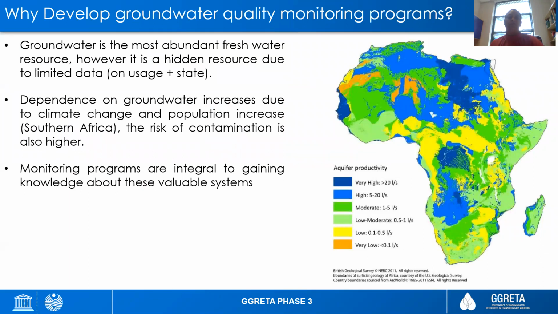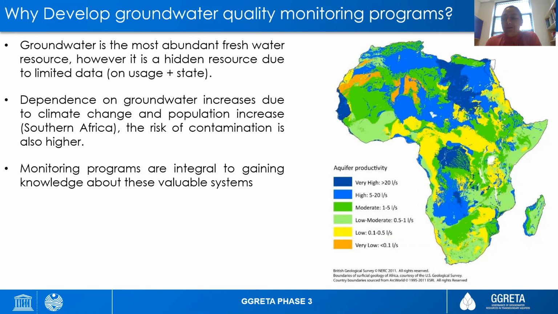So you might wonder, why develop groundwater quality monitoring programs? Why is it so important? So we know that groundwater is one of the most abundant freshwater resources, and it's often also described as a hidden resource for a few reasons. One of it being limited data, with respect to how much of it is used and what is the quality.